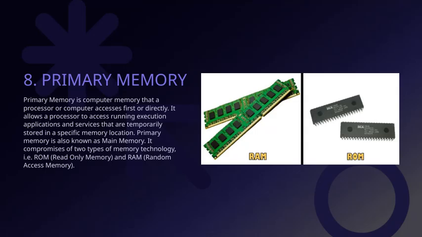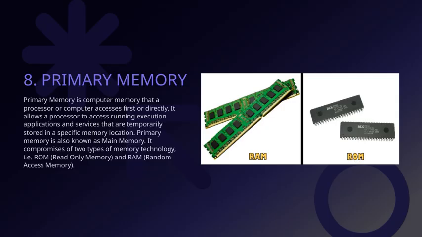Primary memory, also known as main memory, is the type of memory that a processor or a computer accesses first or directly. It plays a crucial role because it allows the processor to quickly access the data and instructions needed to run applications and services that are currently active.